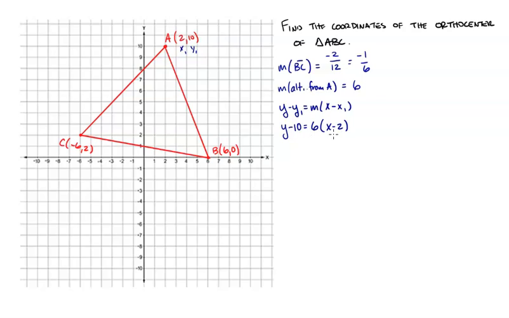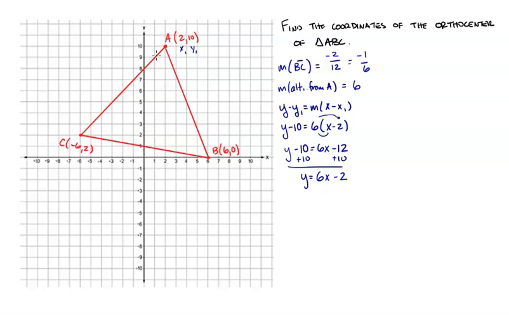Now I'm going to solve this for y to turn it into the y equals mx plus b format. And the way I solve that for y is first I distribute this 6 into the parentheses. So I'll have y minus 10 equals 6x minus 12. And then I just need to add 10 to both sides, so that the y is now all by itself, and I got y equals 6x minus 2.